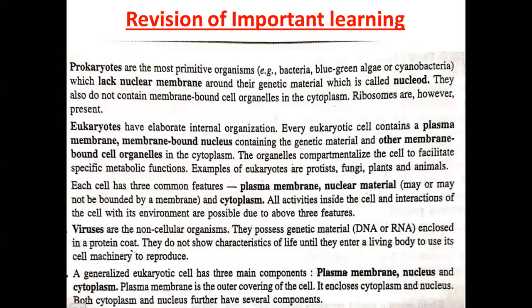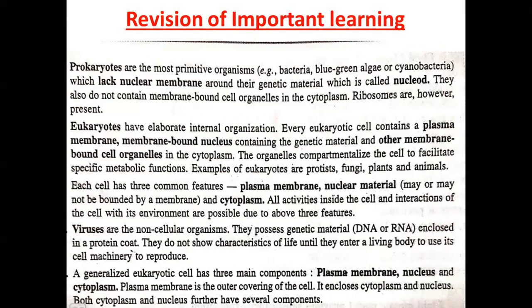Prokaryotes are the most primitive organisms, example, bacteria, blue-green algae, or cyanobacteria, which lack a nuclear membrane around their genetic material, which is called nucleoid. They also do not contain membrane-bound cell organelles in the cytoplasm. Ribosomes are, however, present. Eukaryotes have elaborate internal organization.